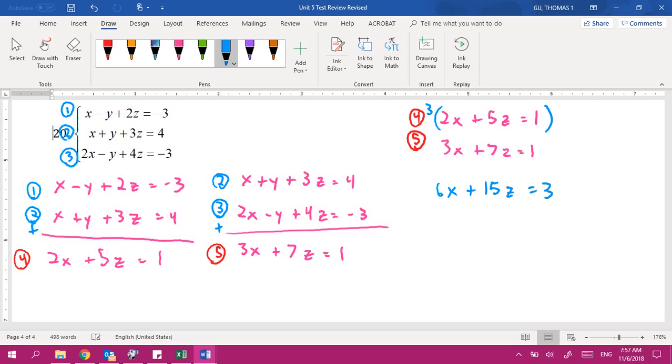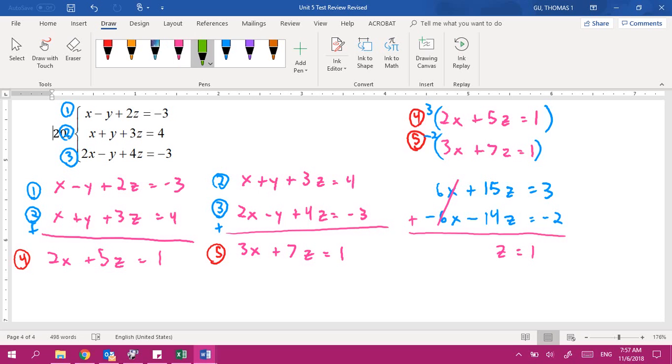If I multiplied equation 4 by 3, I have to multiply equation 5 by negative 2. That's right, because we want it to cancel out, right? So if I multiply everything by negative 2, what would my new equation be? Negative 6x, negative 14z, right? Equals negative 2. Right. And now I can add these two equations together, and we can see the 6's cancel out, and then what's left? z equals 1. Very good.